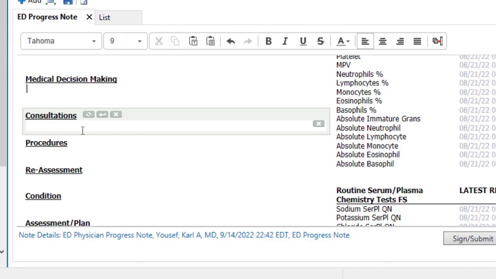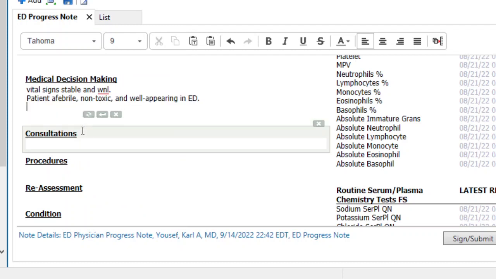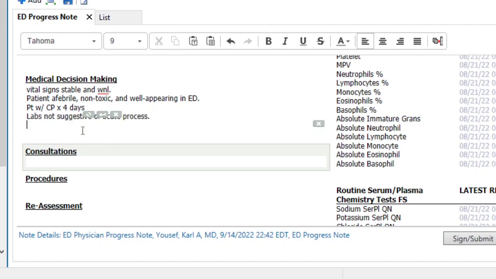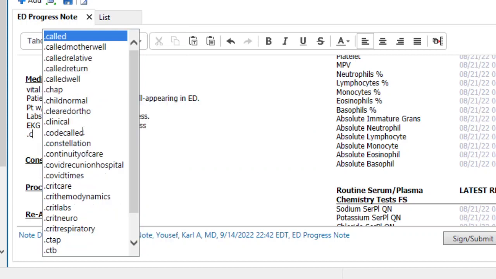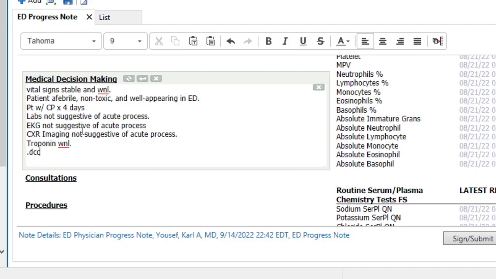So as I verbalize to my scribe, I will, for example, tell them the following. I'll say top line is .vs. Our next line is .well. The line after that is going to be patient with chest pain times 4 days. I'll tell them after that, please put .labs, please put uppercase EKG, please put CXR, please put troponin, and please put DCC because I know that it will pull up DC cardiology.